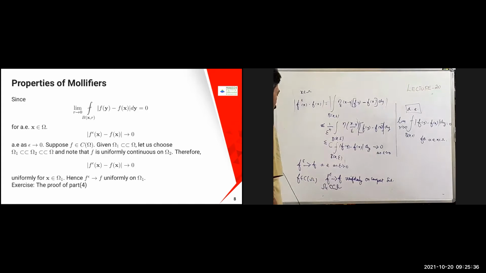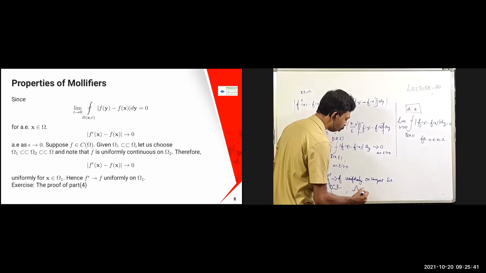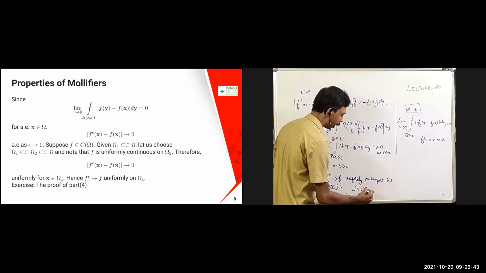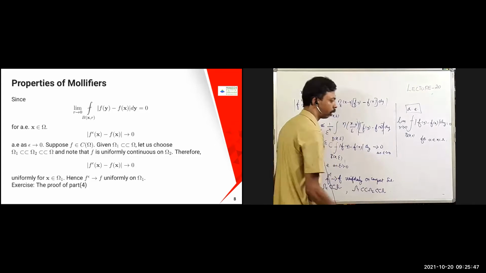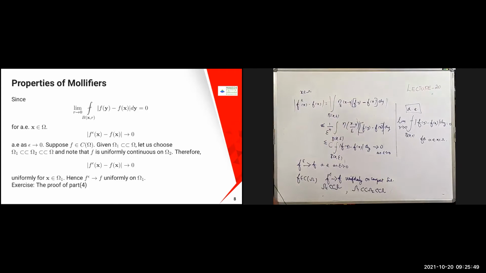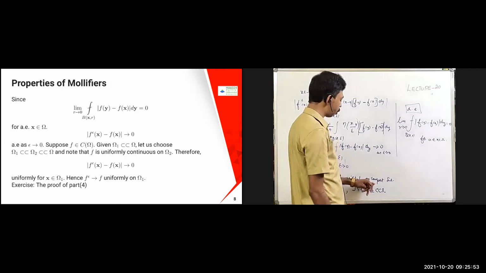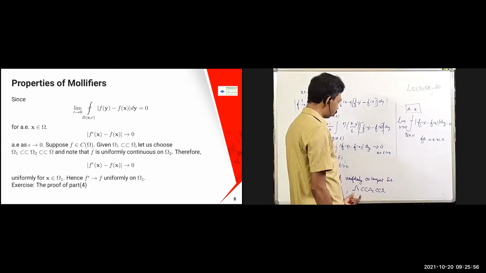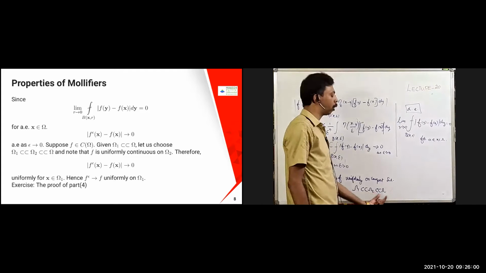Now I'm going to choose one more thing. I'm just going to choose Omega 1 and Omega 2 such that Omega 1 is compactly contained in Omega 2 and Omega 2 is compactly contained in Omega. It is given that f belongs to C of Omega, so I have to choose compact subsets uniformly. So I'm taking Omega 1 compactly contained in Omega 2, and Omega 2 compactly contained in Omega.